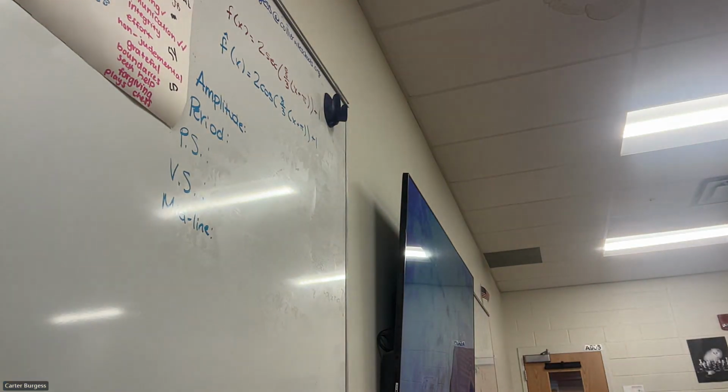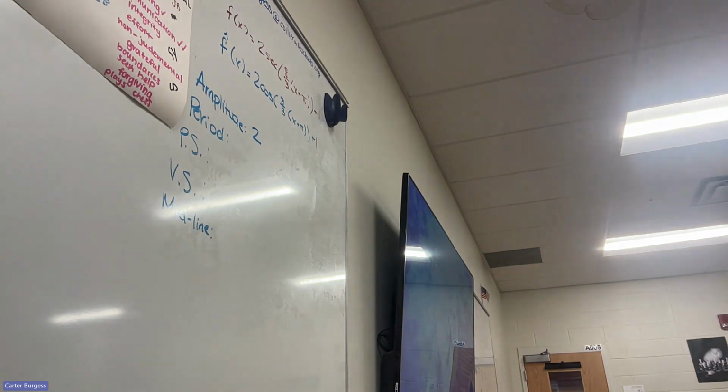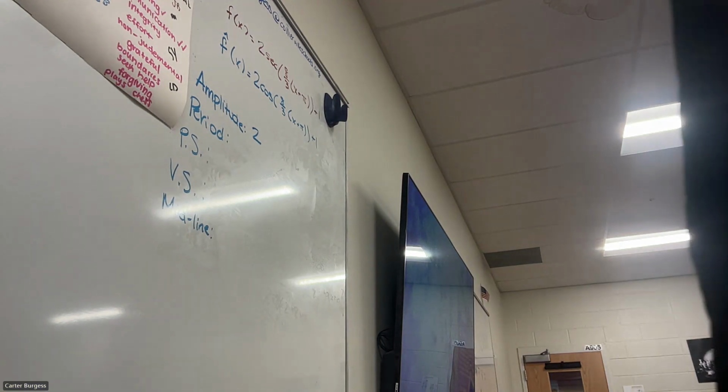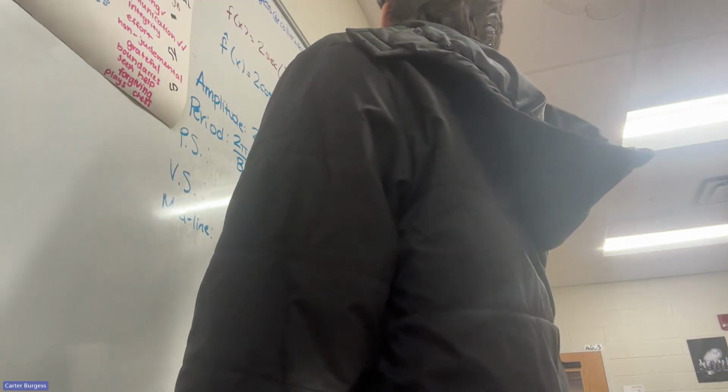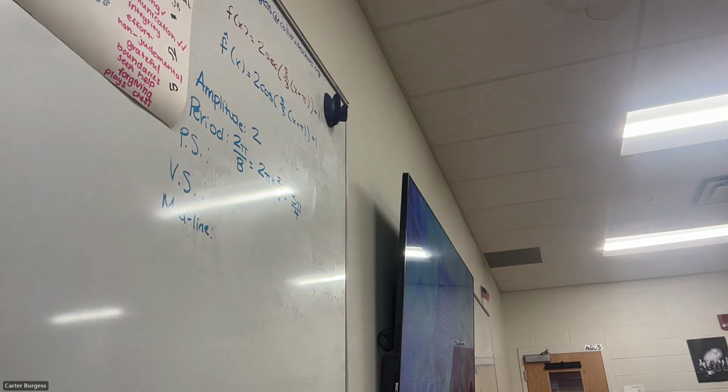Well, what is our amplitude here? 2. How am I going to find my period? Yeah, 2 pi over b, which in this case I'm going to write as 2 pi times 3 over 8, which gives me 3 pi over 4. We're working with the cosine function. We're squinting our eyes.